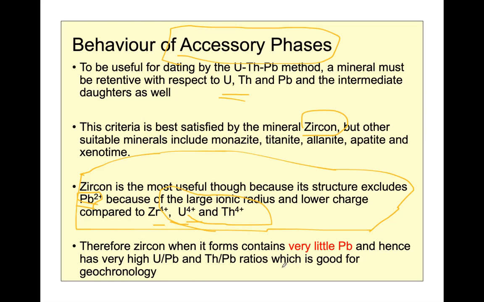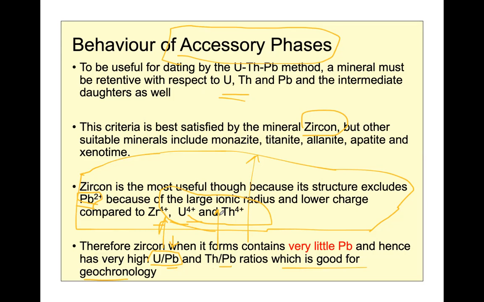So therefore, we consider it as good for geochronology, right? Since initially we don't have a large amount of lead in zircon, you have high uranium-lead ratios, because uranium is much higher in zircon, but lead is very little. So when you divide uranium by lead, you will get a high value, right? For thorium it is also the same. So that makes a good geochronometer for the uranium-lead system, right?